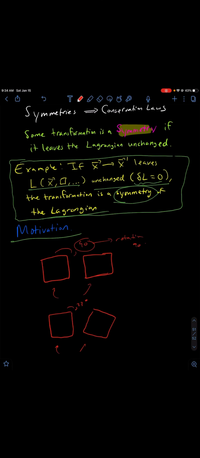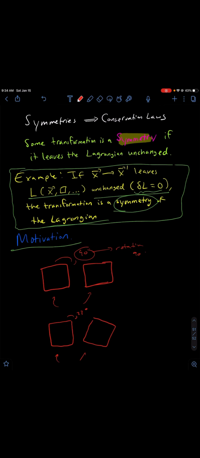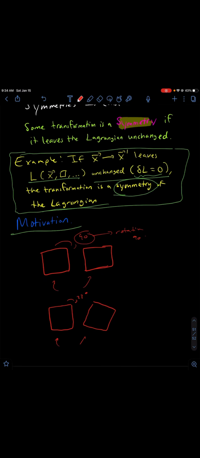So it isn't some physical symmetry of the Lagrangian. The Lagrangian is a functional, right? But it just says that if the Lagrangian is unchanged by some transformation, it's a symmetry. Just like how the square, if it's unchanged over some rotation, we call it symmetrical. That's the motivation as to why we call it a symmetry.